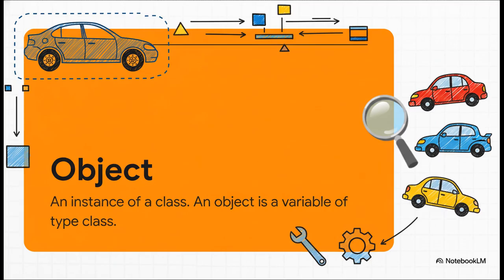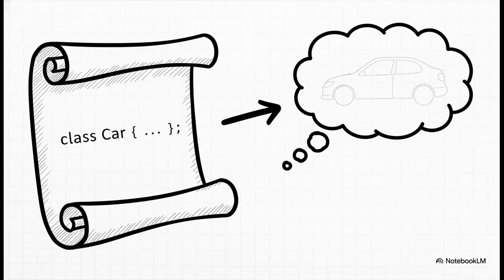And there it is, an object. It's a real, living, breathing instance of a class. If the class is the blueprint, then the object is the actual car that rolls off the assembly line. It's really just a variable, but its type is the custom class that we design.